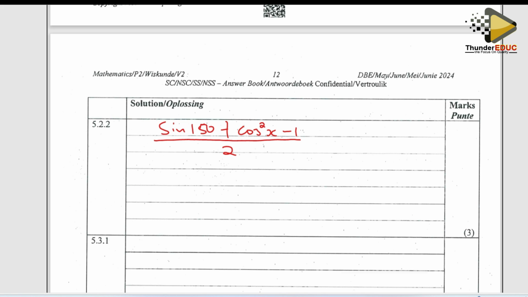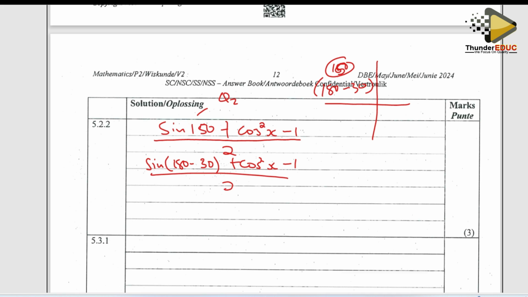So where do I find 150? It's in quadrant number 2. If I look at my Cartesian plane, this is where 150 is. So 150 is the same as 180 minus 30. So I can have my sine of 180 minus 30 plus cos squared x minus 1 over 2. When I reduce that, it's the simple sine 30 plus cos squared x minus 1, dividing everything by 2.